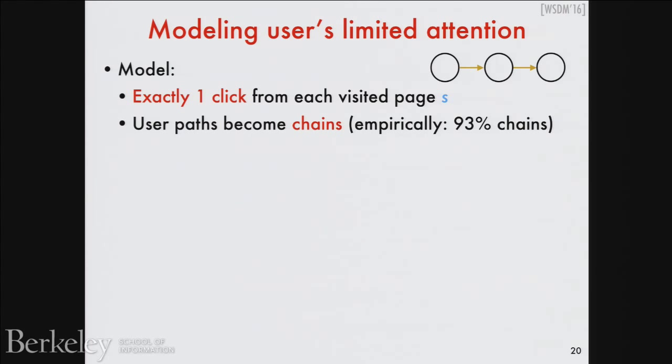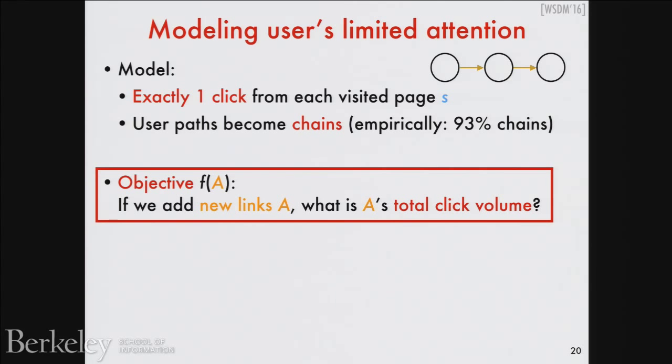And now, given that our goal is to add links that will receive a lot of clicks, that will benefit a lot of users, the natural objective function is this. Given a set of new links A that we want to add to the site, what is the total click volume that those links would receive under this chain model? And I call this f of A, where A is a set of links.